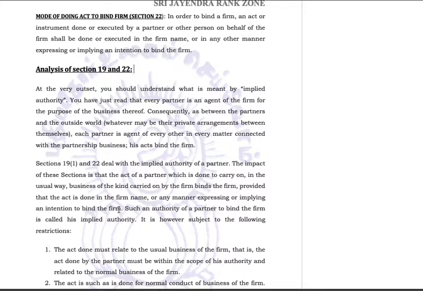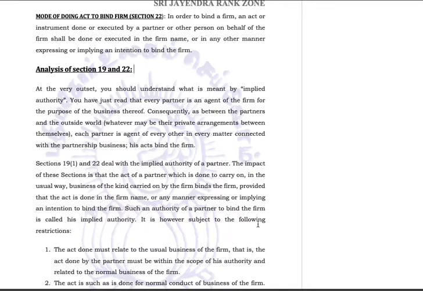So when he is carrying on his own independent business and he is a partner, and the partnership firm is also carrying on the same business, then whatever he is doing in his independent business shall bind the firm as well, if he is sitting there acting as a partner. Such an authority of a partner to bind the firm is called implied authority.